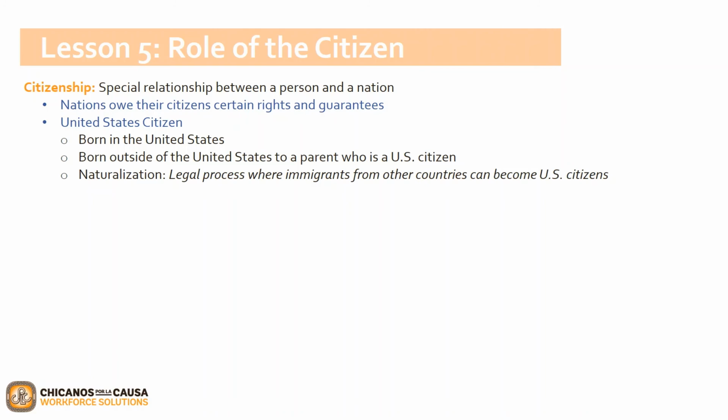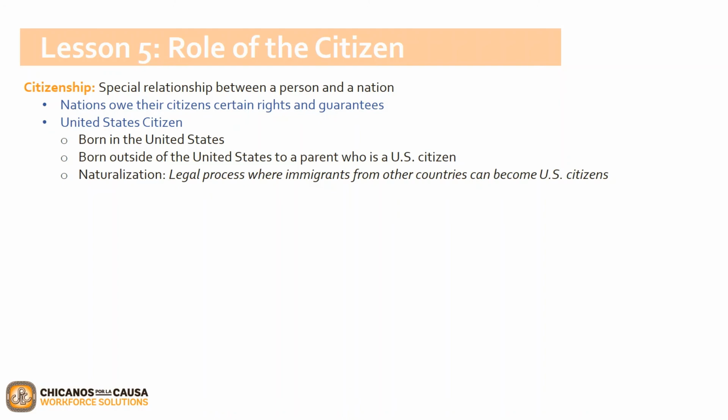Citizenship is a special relationship between a person and a nation. So why is it special? Well, because as a citizen of a nation, you are owed certain rights and guarantees. For the purpose of this lesson, and being that we live in the United States, let's talk about being a citizen in this nation. There are a couple paths to become a citizen of the United States. The first one is to be born here. No matter what the circumstances, if you are born in the United States, you automatically become a U.S. citizen.